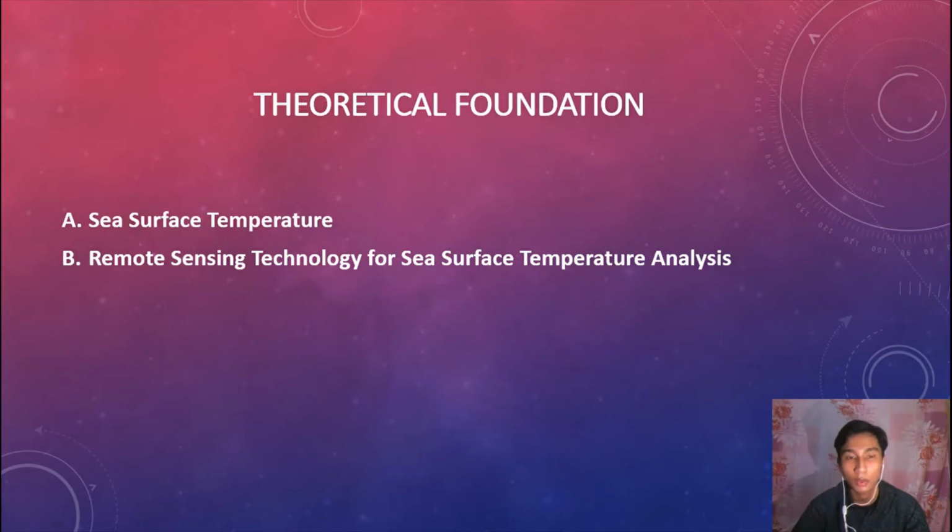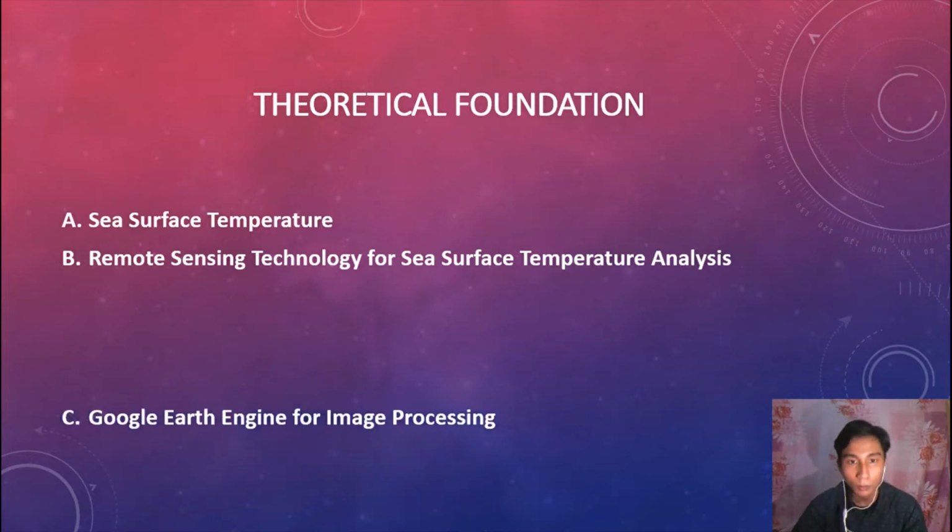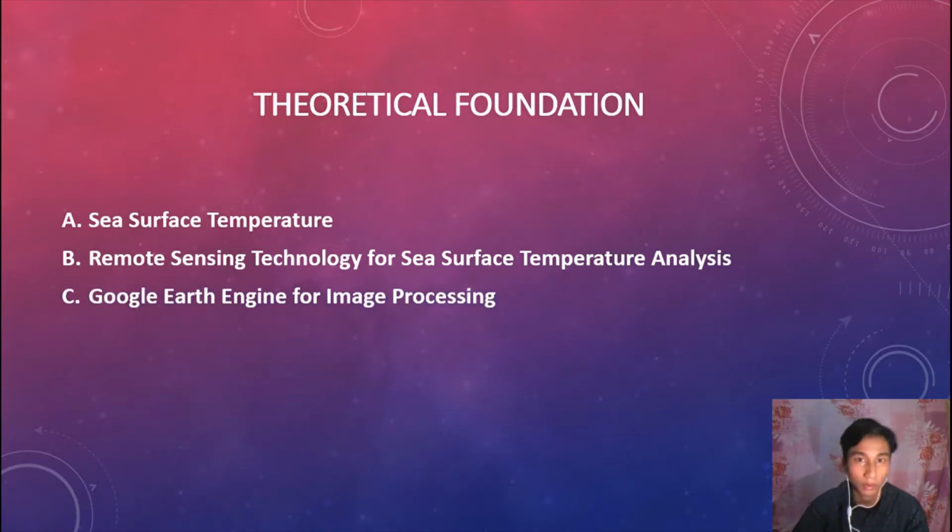So basically on this, we use remote sensing technology for sea surface temperature analysis. Monitoring these dynamic water areas takes a long time and costs a lot of money. With remote sensing, we can assist in monitoring marine water supported by real-time or in-situ data for validation and accuracy. In monitoring water quality, remote sensing has several advantages. Next, Google Earth Engine for image processing.